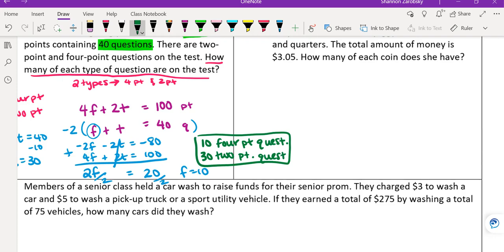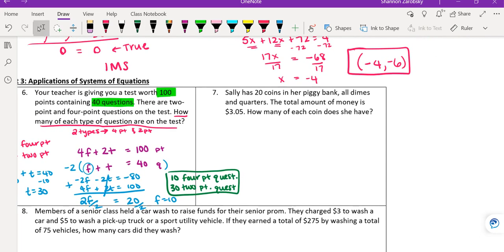Okay. All right. For number 7, again, identify what are the variables and what are our totals. So Sally has 20 coins in her piggy bank. That sounds important. All dimes and quarters. So we're talking about dimes and quarters. The total amount, so I see total, is $3.05. How many of each coin does she have?